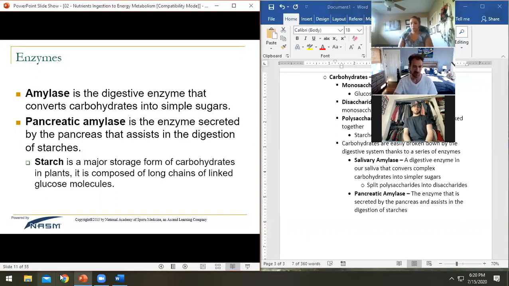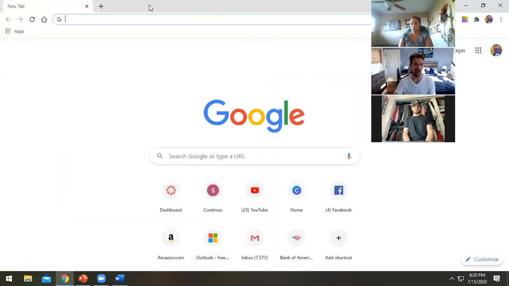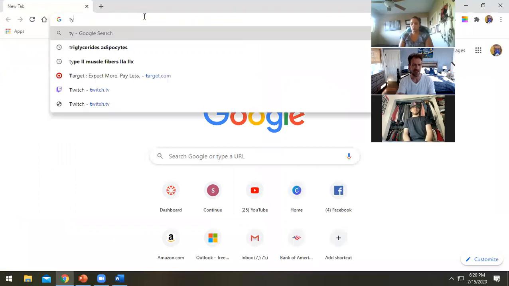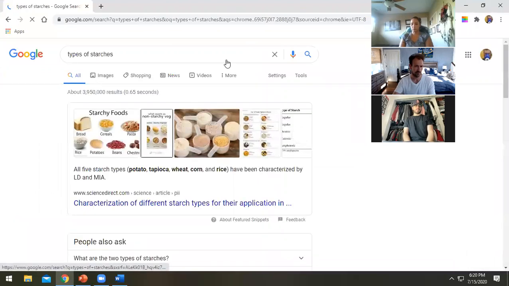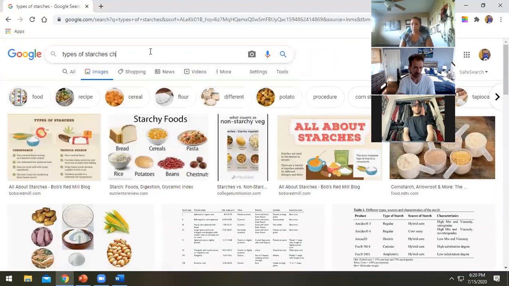I can't remember, unfortunately, I can't even remember one right now, which is weird. Types of starches. No, I want the chemicals.